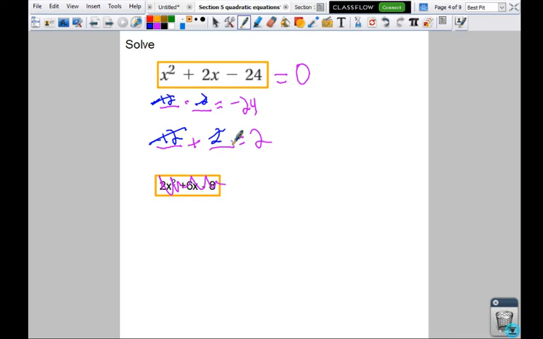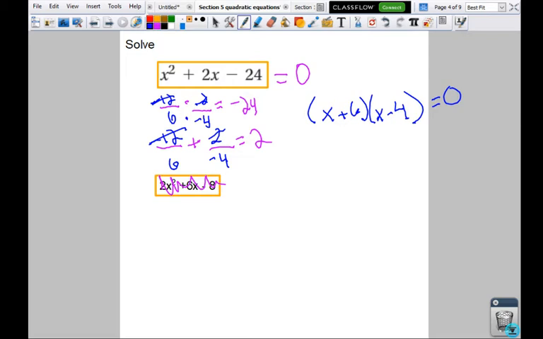6 and 4, right? Let's make one of them negative. Let's go 6 times, how about negative 4? 6 times negative 4 is negative 24. And 6 plus negative 4 is positive 2. I didn't think it would work, but we found it. So I'm going to factor and go x plus 6, and then x minus 4. It's going to equal 0.